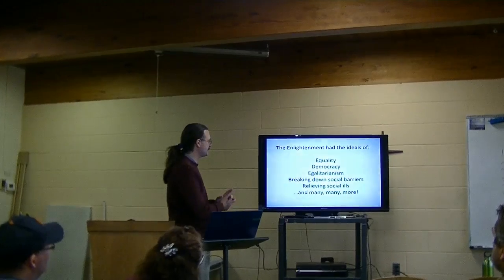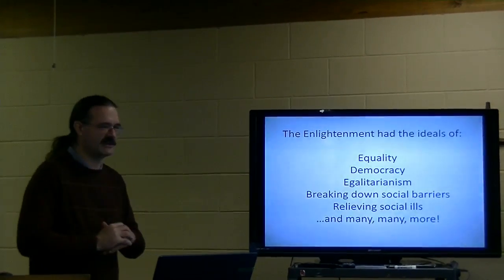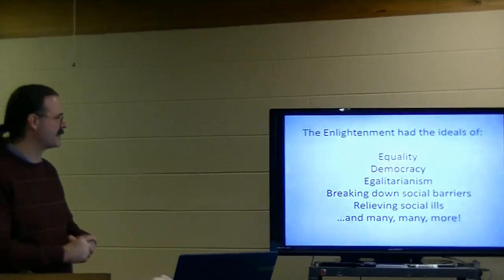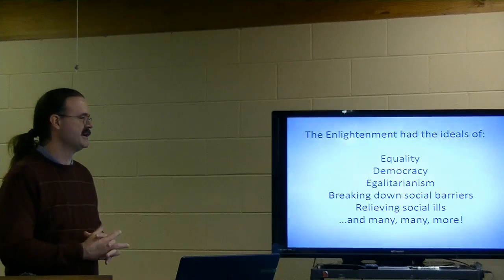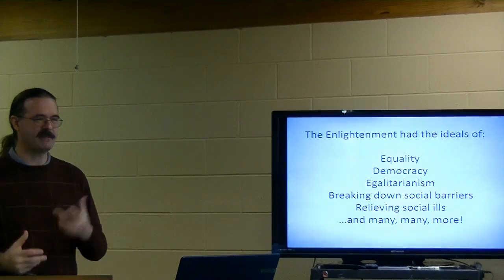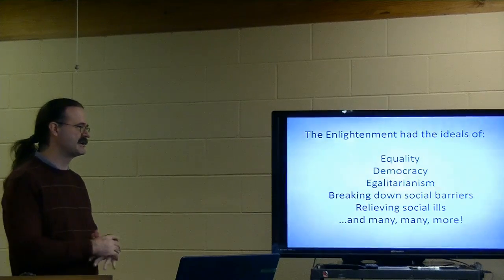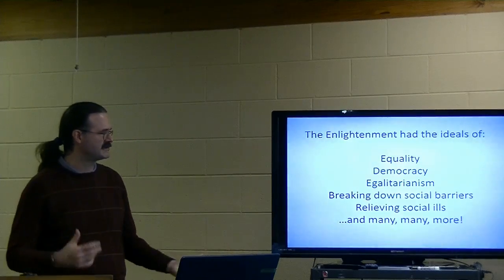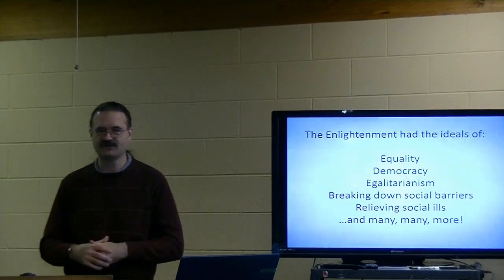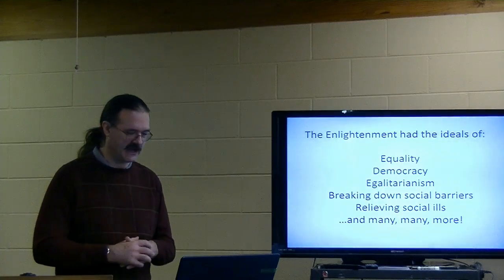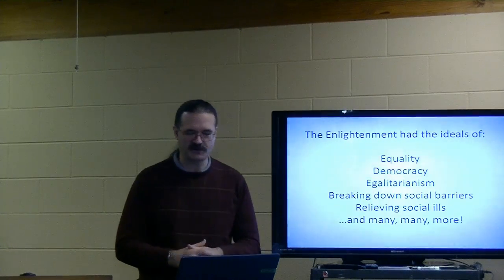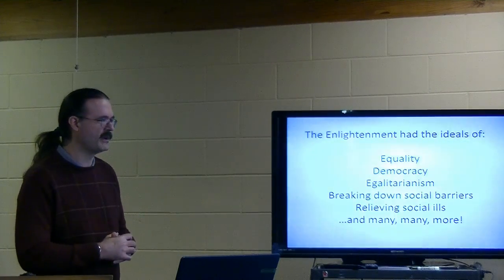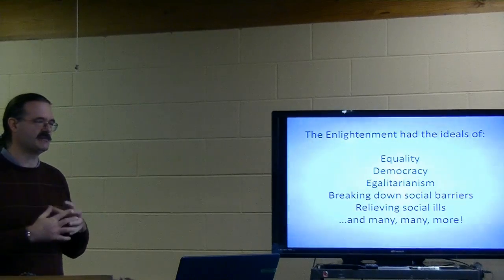Here's the Cliff Notes version. I talked about the history of marriage evolution up until the 1800s. But by the 1800s, the Enlightenment was beginning to come to bear. This is where you get your push towards democratic governments and the overthrow of monarchies and other such things. So the Enlightenment movement had these ideals: equality, democracy, egalitarianism, breaking down social barriers, relieving social ills. All these movements began. And among the list of social ills being broken down was the unfair shake women had in marriages. Women lost their legal identity in marriage.